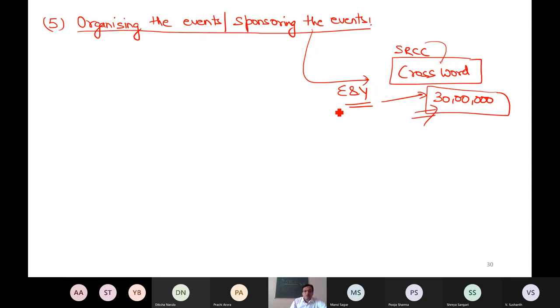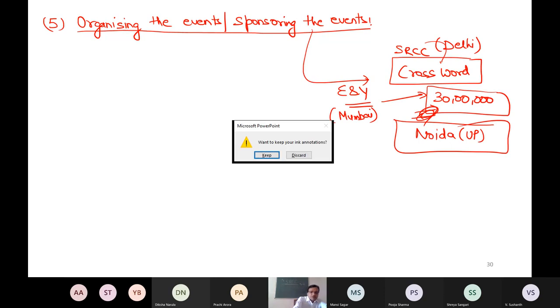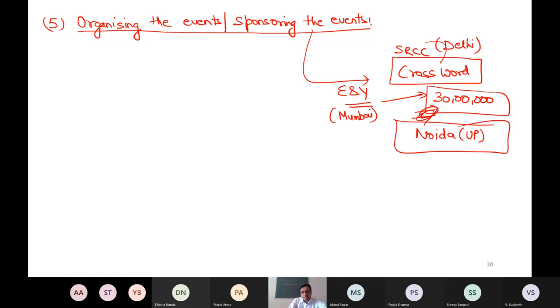Maybe ENY may be from Mumbai, SRCC from Delhi. But for example, Crossroad is being organized in Noida. It's possible that Crossroad is being organized in Noida. So first let me share with you the act, then I will simplify this.